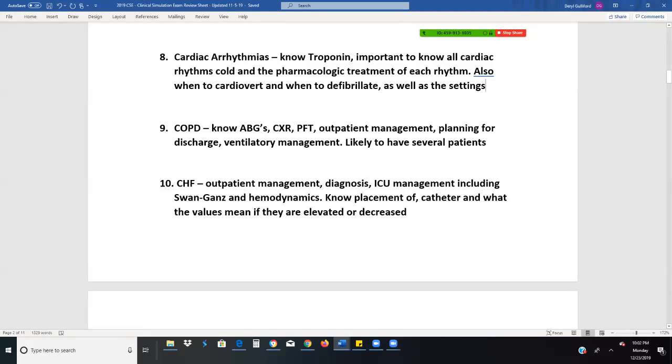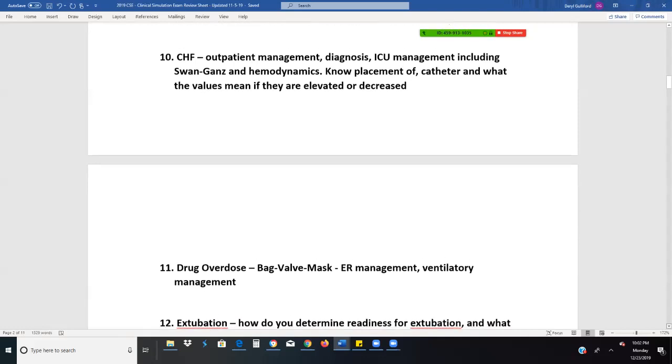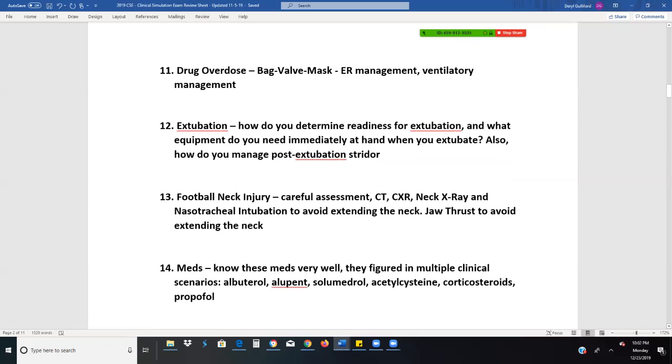CHF, know what you're looking for. The diagnosis, of course, you're going to have fine crackles. You're going to have an S3 heart sound. You're going to have pedal edema. Also know the ICU management, Swan-Ganz and hemodynamics. For example, you're going to have an elevated pulmonary capillary wedge pressure. Pay close attention to that. Elevated pulmonary capillary wedge pressure from fluid backing up into the lungs. Know the placement, the catheter, what the values mean. We're actually going to show you a hemodynamic circle coming up here in just a little bit, but definitely study CHF.